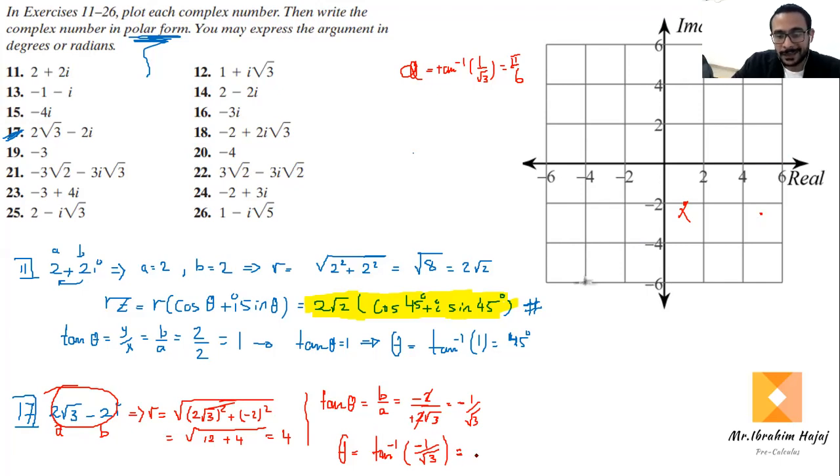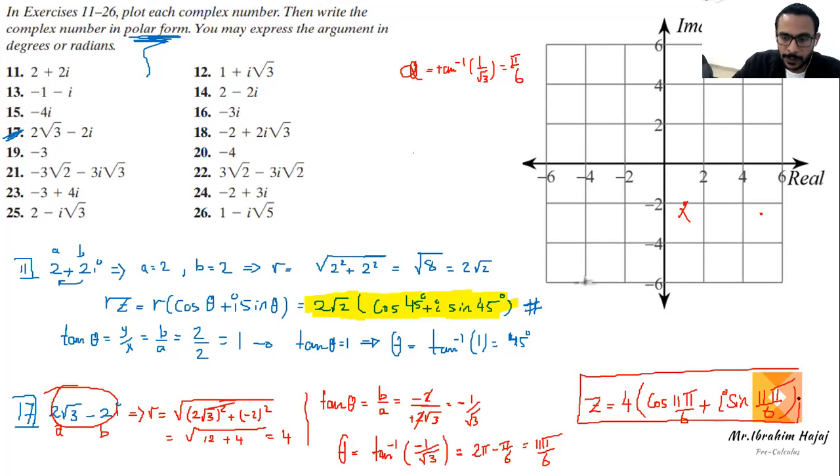So the answer is 2 pi minus pi over 6, which is 12 pi over 6 minus pi over 6, so 11 pi over 6. So your angle is 11 pi over 6. The number can be written in polar form as 4 times cosine 11 pi over 6 plus i sine 11 pi over 6. This is the complex number in polar form.